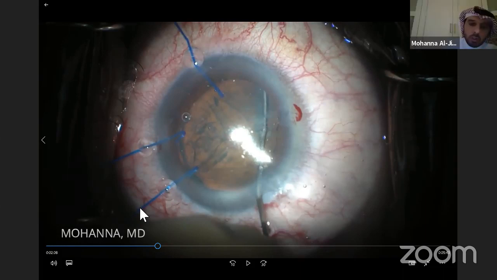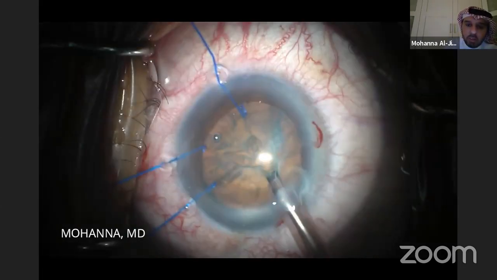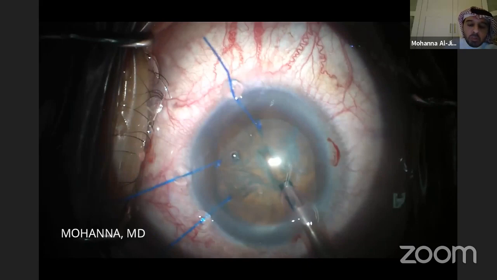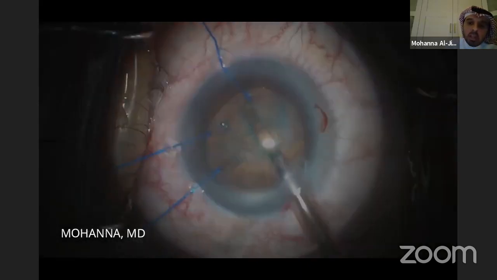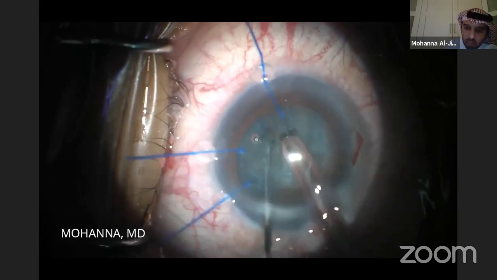Yeah, so that's what I thought of, and because this lens is of medium to soft density, I elected to just complete my phaco. And here, as you can see, I'm doing stop and chop. Although phaco chop would have put less stress on the zonule, a gentle stop and chop can do the job.